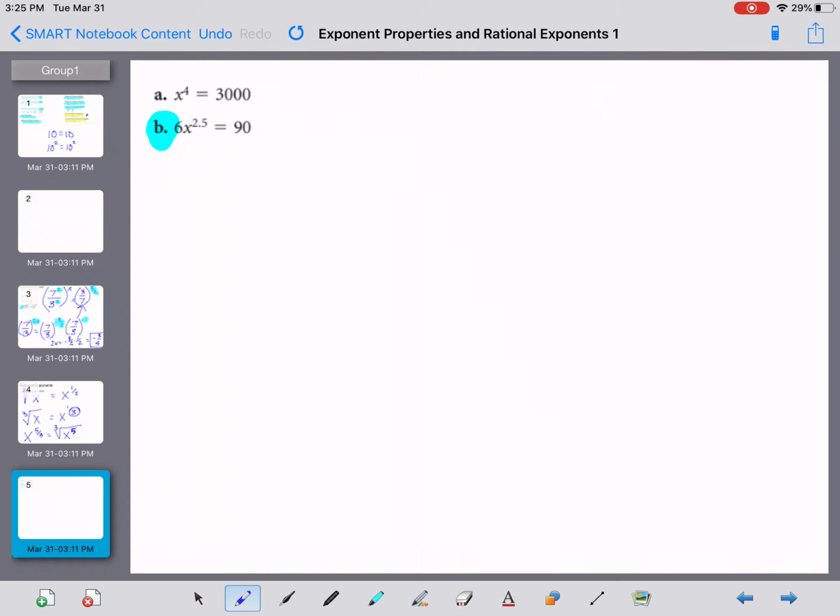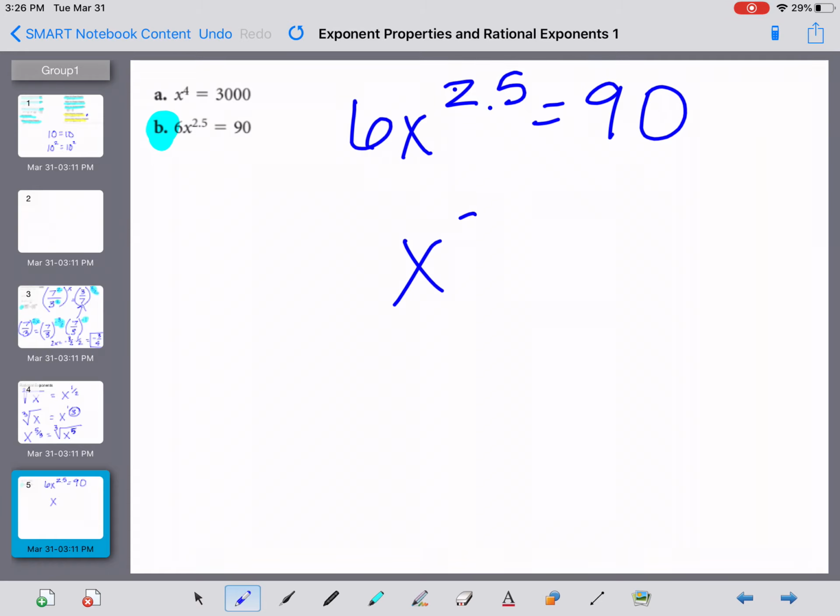Okay? All right. Last one here. So if I have 6x to the 2.5 equals 90. And so we should get, sorry about that, guys, my kids are running around. x to the 2.5, I got to divide by 6, so that's the same thing as 15.